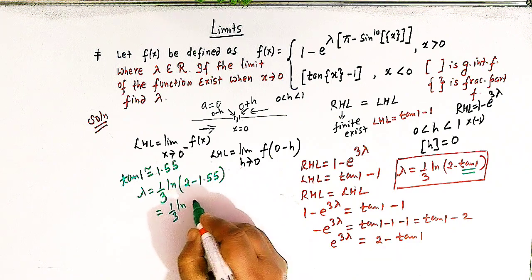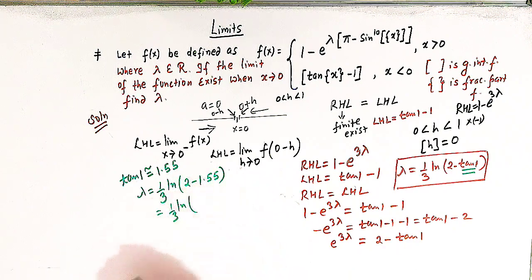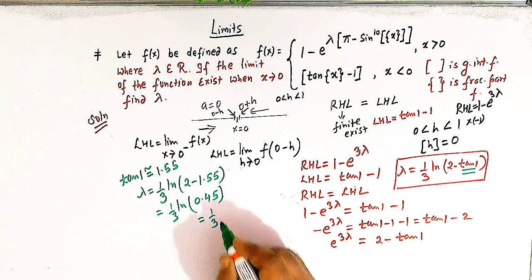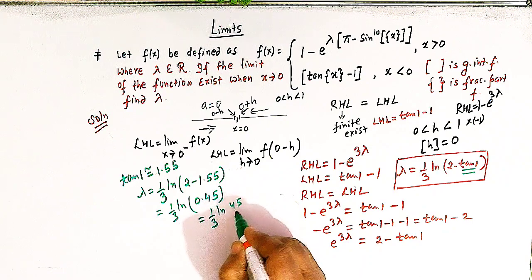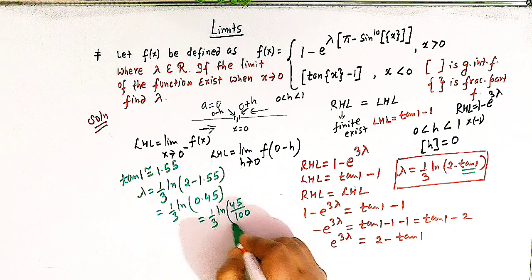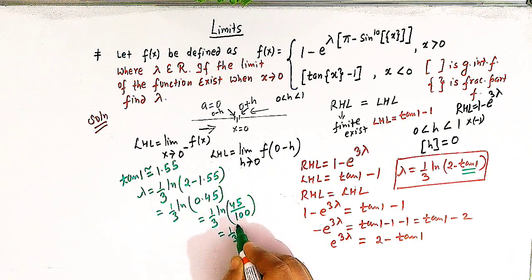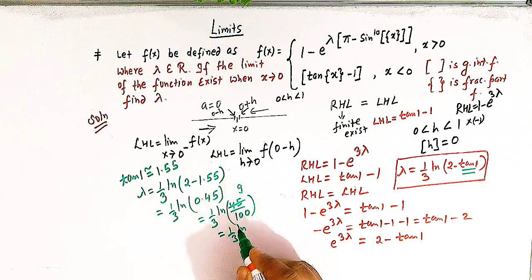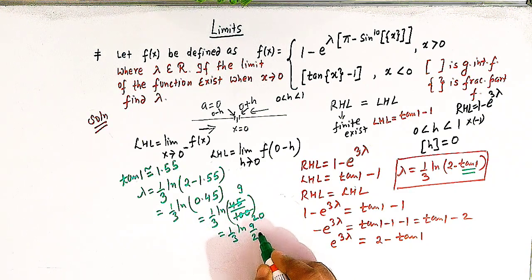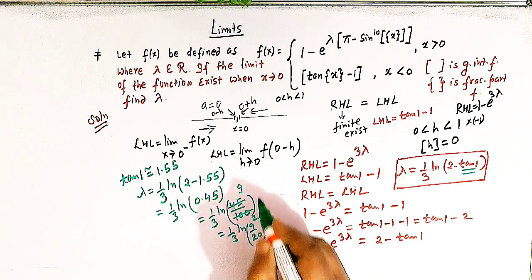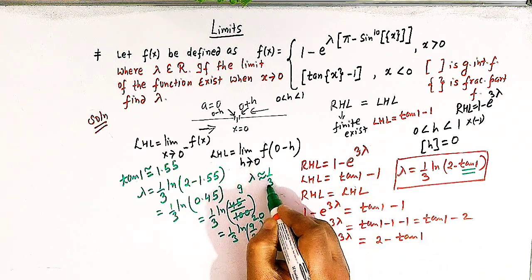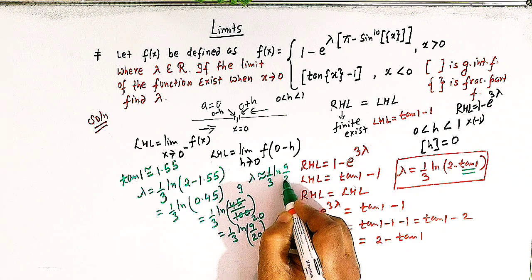1 over 3 natural log of 2 minus 1.55, which is 0.45, so this is 1 over 3 natural log of 45 over 100, right? And if we reduce it to the lowest terms, 45 is 5 times 9 and 100 is 5 times 20, so we have 9 over 20, right? So this is the approximate value of lambda, that is 1 over 3 natural log of 9 over 20.